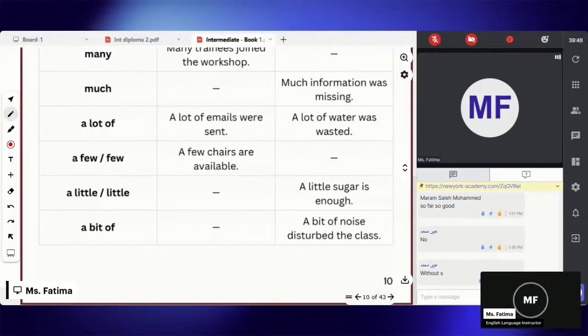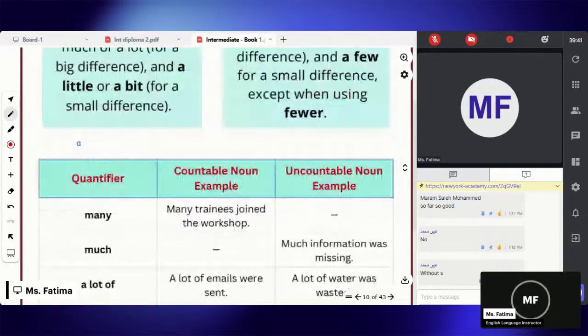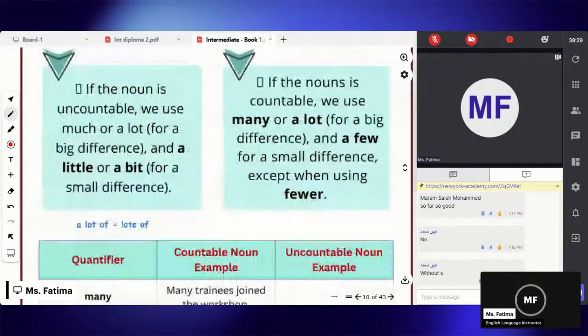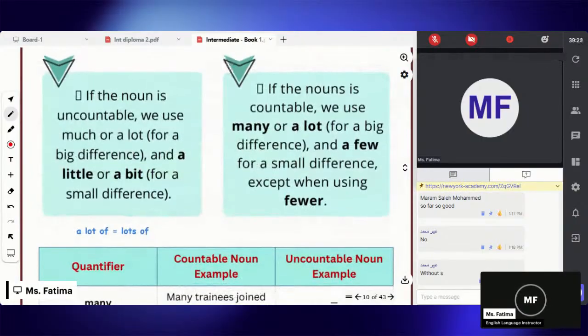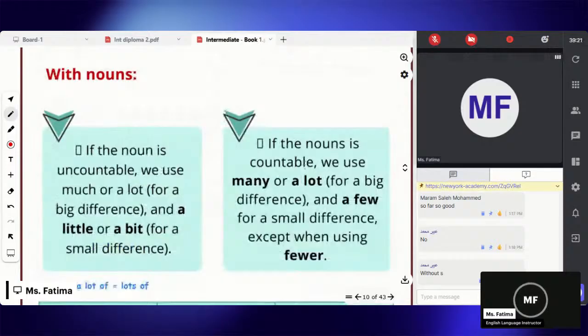And by the way, a very common thing with a lot of is that to show a big difference, a lot of is equal to lots of. Like when I say many trainings join the workshop, a lot of trainings join the workshop, or lots of trainings join the workshop. So a lot of and lots of are both used to show a large amount or large number of, okay?